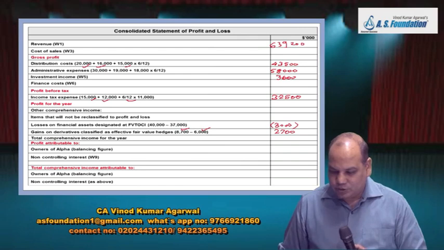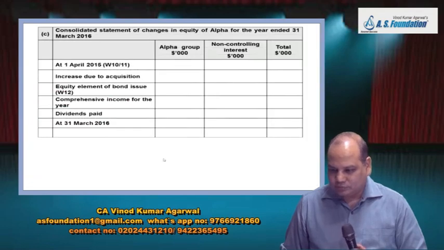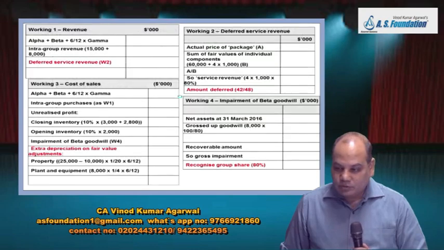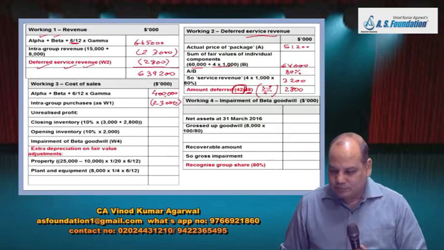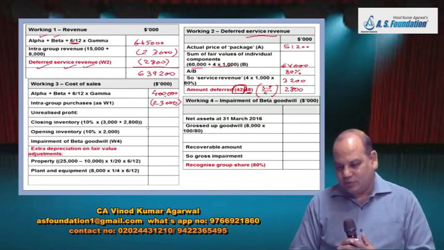Then total comprehensive income later. Profit attributable to owner of alpha, non-controlling interest, and again total comprehensive income attributable to owner and NCI. So this we will write later. Statement of changes in equity, that also we'll do later. Okay. Now revenue is over. Come to cost of sale working note.